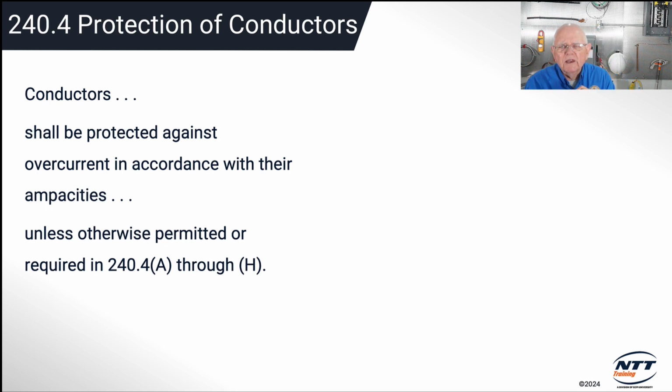Now, 240.4 then tells me that on that number 12 wire we're going to use, I have to have a 20 amp circuit breaker. But I'm going to put a 35 amp on it. How can I get away with that? Because in 240.4, it says, yeah, you always have to put, on that number 12 wire, you can't use anything bigger than a 20 amp circuit breaker. All right?